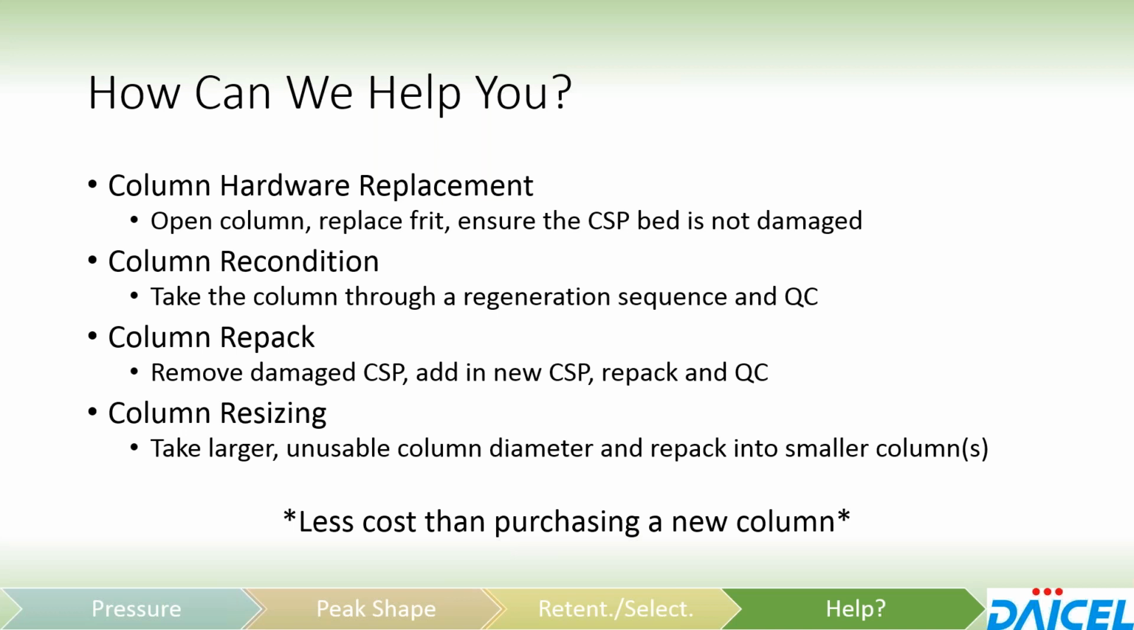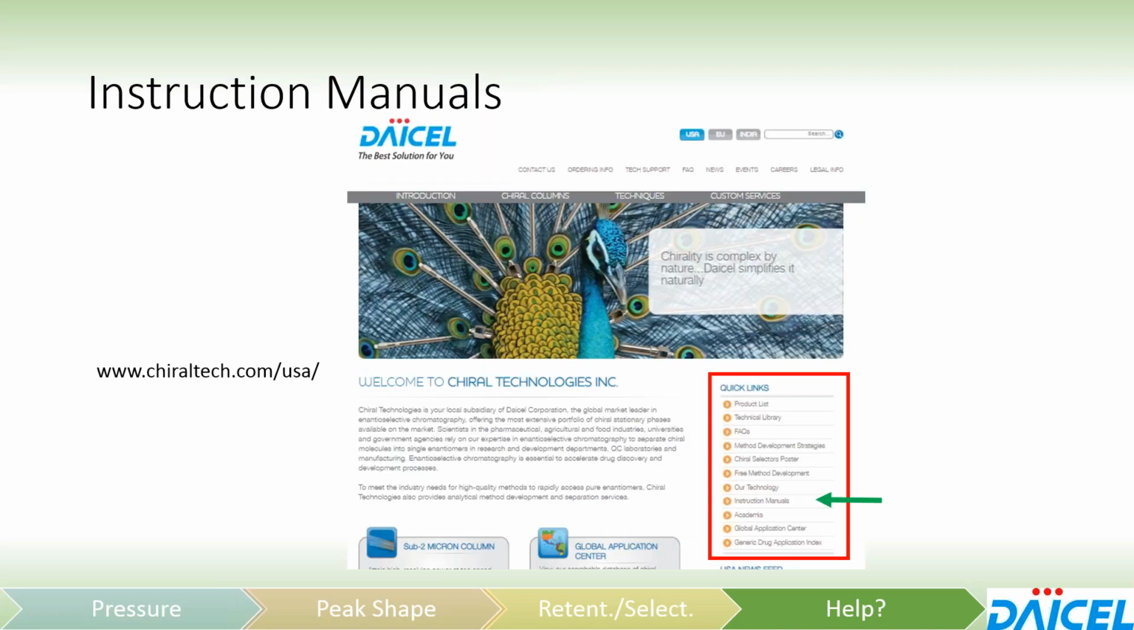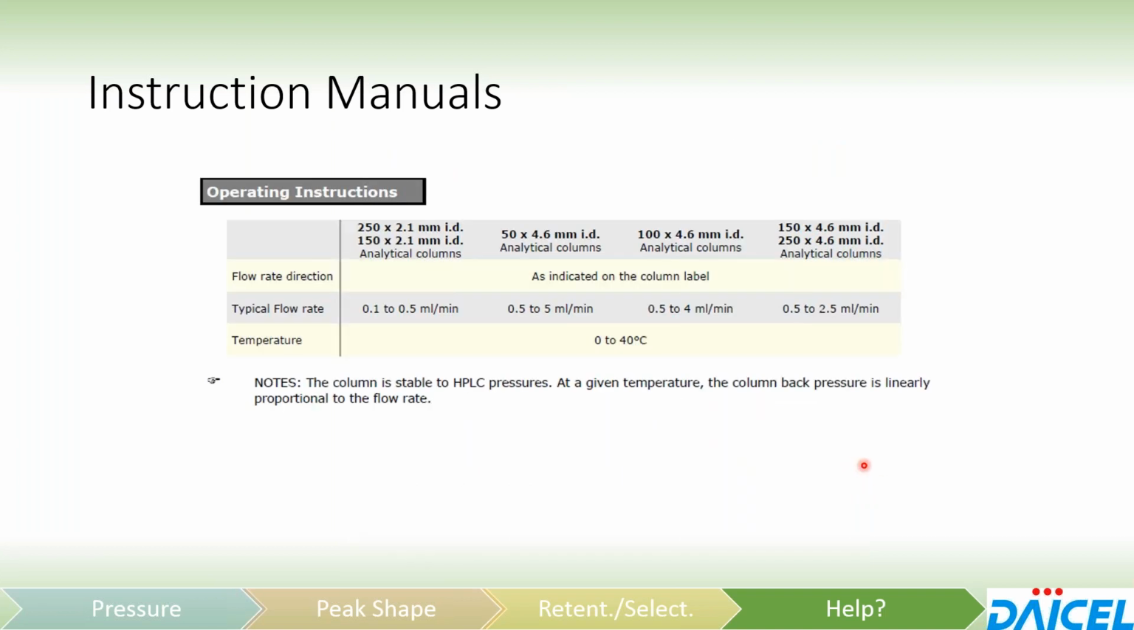So the last couple things that I'll point out here are instruction manuals. A lot of what I talked about, especially with solvent compatibility, sample solvent compatibility, things like that, are all discussed in our instruction manuals. We stopped sending them out with the columns, but we have them all available electronically online. So if you go to our homepage, chiraltech.com/USA, over to the right-hand side, you will see this quick links box, and there is an instruction manuals link, which will take you to all of the instruction manuals that we have for all of our CSPs. And if you can't find one on there, email us and we will send it to you.